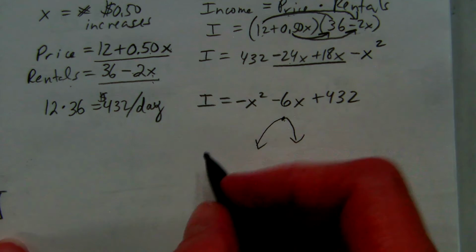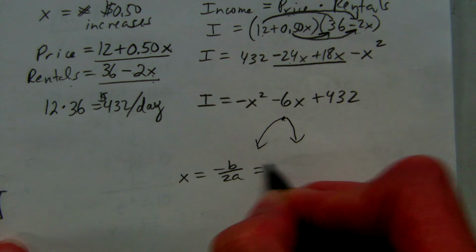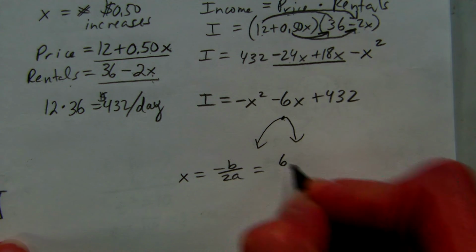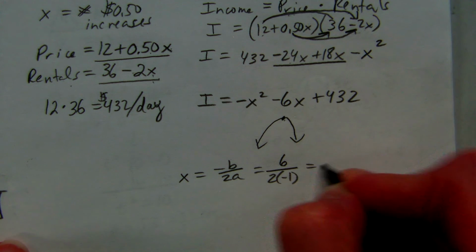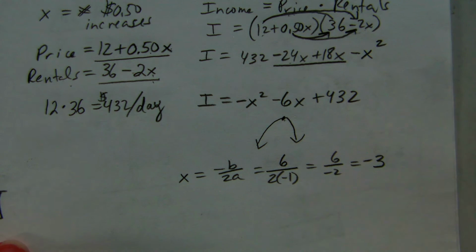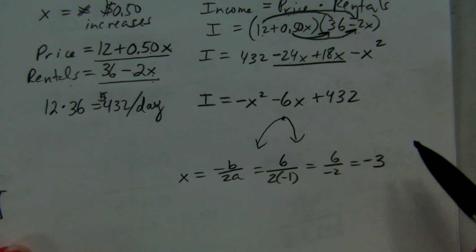So we can do our x is going to be negative b over 2a. So it's already negative 6. If I make it negative again, it becomes positive 6 times 2 times negative 1. So I get 6 divided by negative 2, which is negative 3. Now that's interesting, and most of the time if we get a negative on this, we're going to question ourselves, but this is actually what's going to work out.